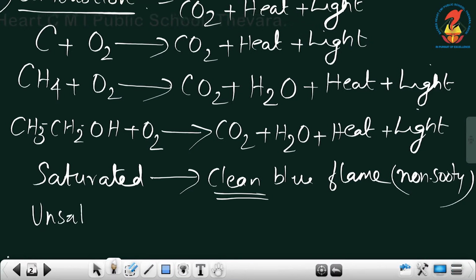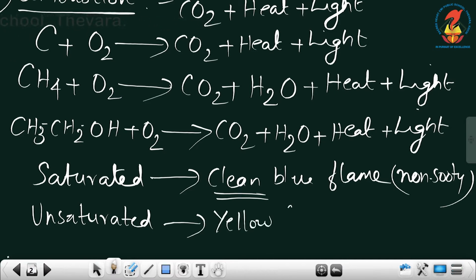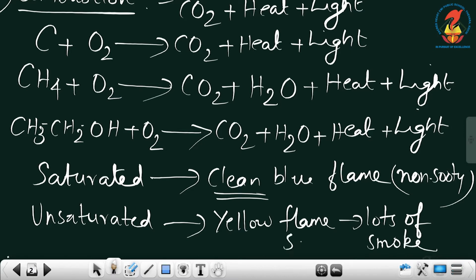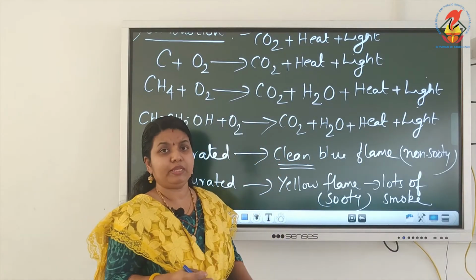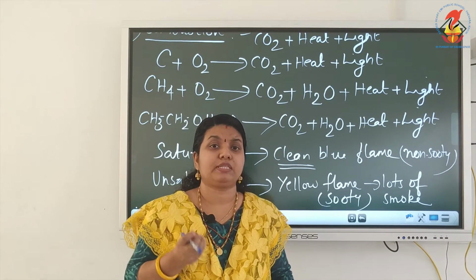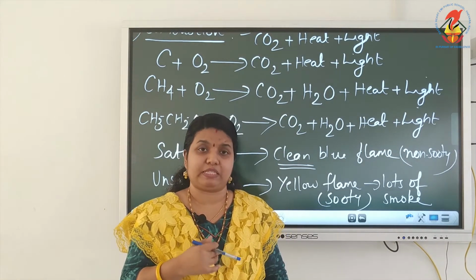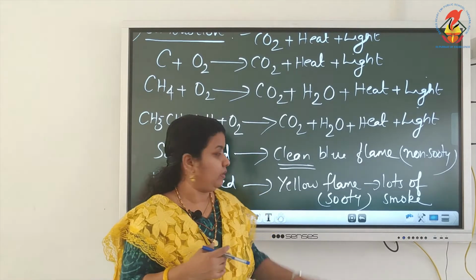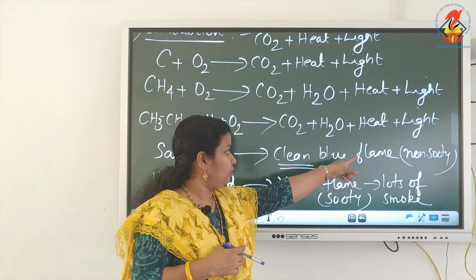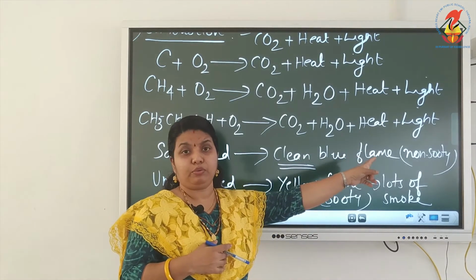Unsaturated hydrocarbons burn with a yellow flame, producing lots of smoke. This yellow flame is a sooty flame. Sooty means the flame that produces black residue on the objects placed in that flame, curry. So yellow flame is sooty flame, blue flame is clean flame, non-sooty.